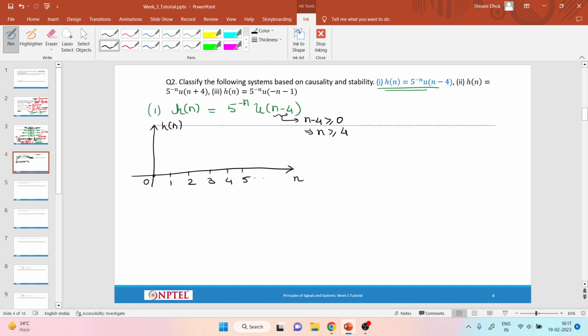And this u of n is getting multiplied by 5 to the power minus n. So at n equal to 4, this will be taking a value of 1 by 5 to the power 4. Similarly, this will be taking value of 1 by 5 to the power 5, that is at n equal to 5, and so on. Now if we observe this range and the negative range, we can clearly say that our h of n is equal to 0 for all n which are less than 0, which means that this is a causal system.